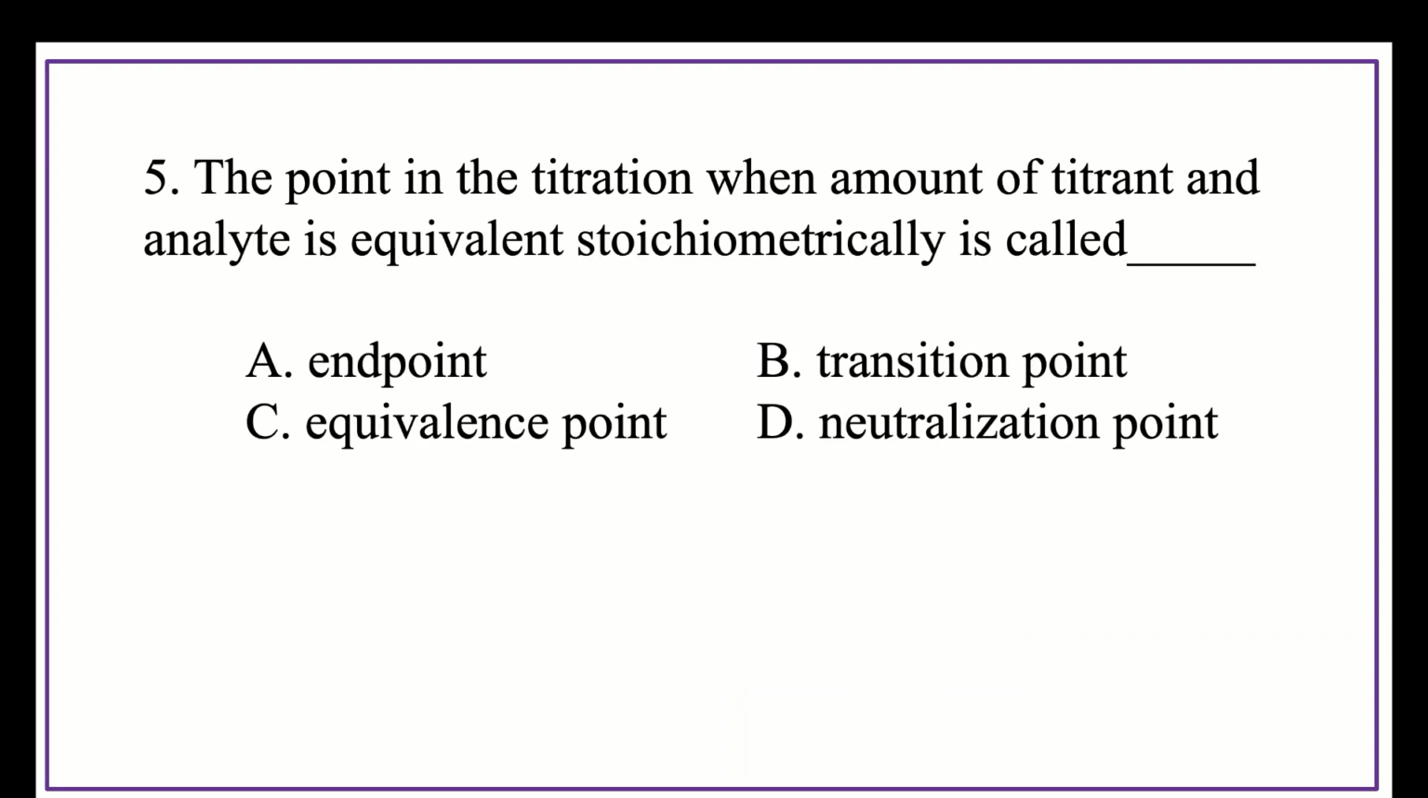Next question. The point in the titration when amount of titrant and analyte is equivalent stoichiometrically is called blank: endpoint, transition point, equivalence point, or neutralization point. So in a titration when both titrant and analyte are in equal proportion chemically, that is stoichiometrically both are equivalent, that is called an equivalence point.